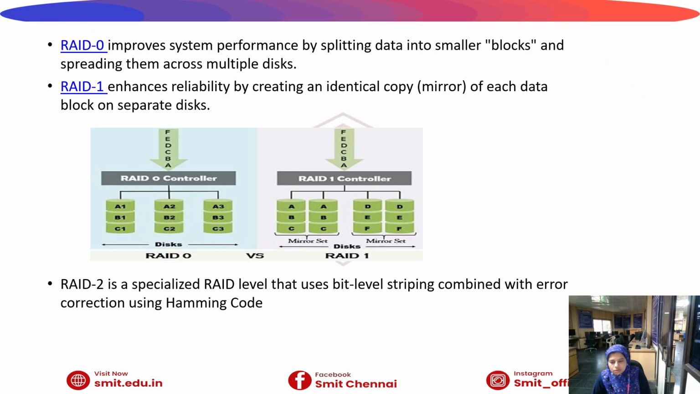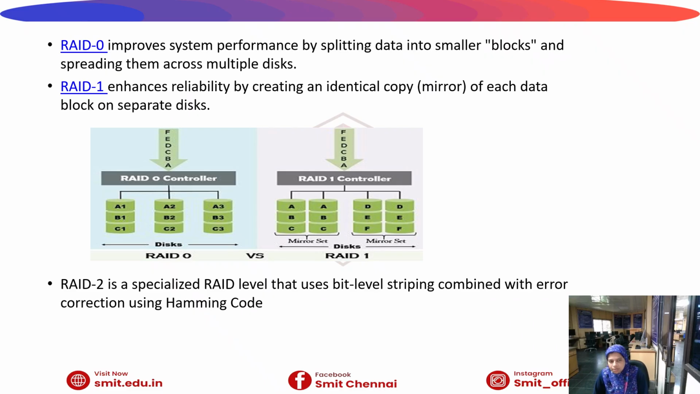RAID 0 is nothing but improving performance by splitting data into smaller blocks. Look at the diagram: smaller blocks, that is A1, A2, A3. This is how the data is split. A1 data is stored in one drive, A2 data is stored in another drive, and A3 also. Likewise, B data will be stored in the B1 drive, B2 drive, and B3 drive. So the data will be stored in a split manner. That is RAID level zero.